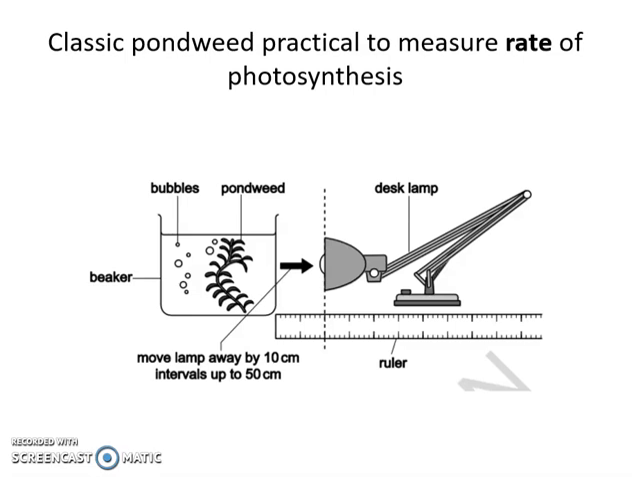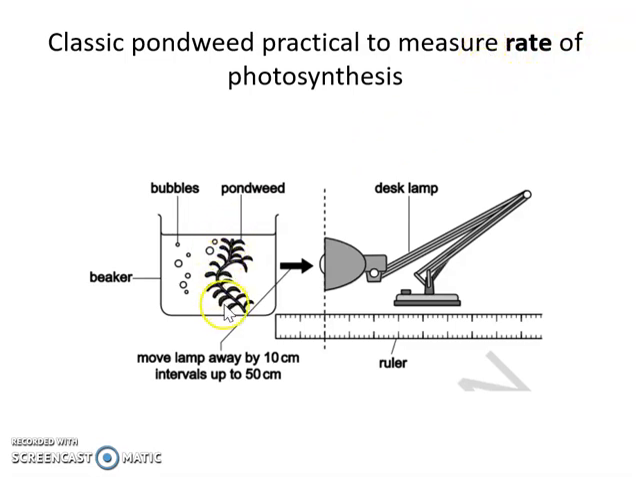But we've got this classic pondweed practical, which is really important for us to appreciate, because what we are doing here is we're measuring the rate of photosynthesis. Remember that rate is the rate at which oxygen gas is produced from that plant, and that rate is a time factor. So we're talking about the amount of oxygen gas that's produced per unit time.